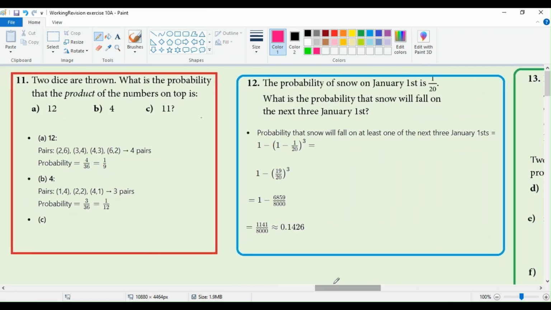When it comes to question number 11, it says two dice are thrown. What is the probability that the product of the numbers on top is 12, 4, or 11? We'll see them separately. For 12, the pairs are 2 and 6, 3 and 4, 4 and 3, and 6 and 2. These are the four pairs, so that is 4 out of 36, which simplifies to 1 over 9. Then for 4, the pairs are 1 and 4, 2 and 2, and 4 and 1. That means 3 pairs out of 36, which equals 1 over 12.